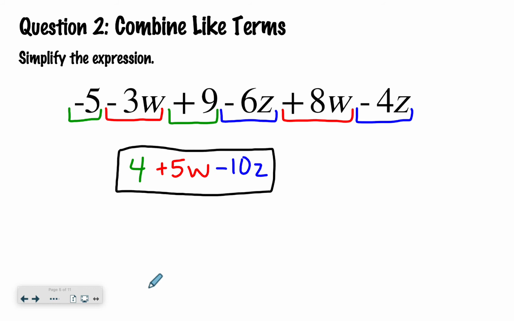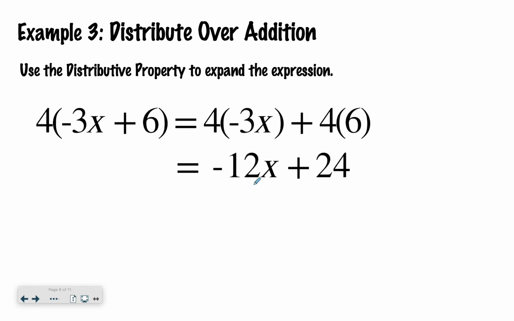All right, so we have negative 5 plus 9 gives you a positive 4. Negative 3 plus 8 gives you 5w. Negative 6 minus 4 gives you negative 10z. Okay, if you have questions about that, ask for some help. Happy to help you. Let's move on to example 3.